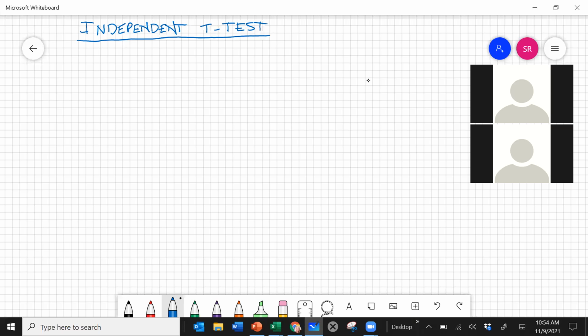Okay, I'm just going to keep going with our review for a minute here. So the very first thing we started out with was we had data, we had a sample.